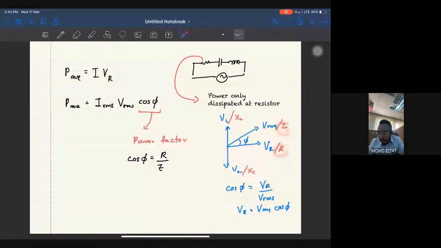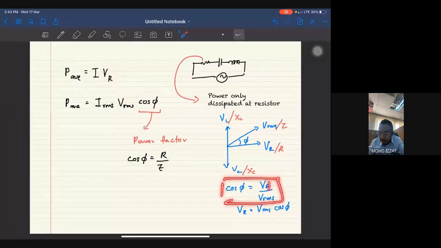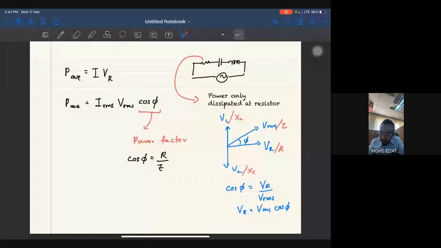Sebab the thing is, in the first place, kamu nak kena pakai equation ni sebab kamu tak ada VR. If I want to use this one, then I still don't have my VR. So what's the point then? I still don't have the cos phi, sorry. Kalau saya nak pakai yang cos phi equals to VR over VRMS, boleh juga. Tapi saya sikit tak ada VR. Itu maksud saya. So now you have to use this equation instead.